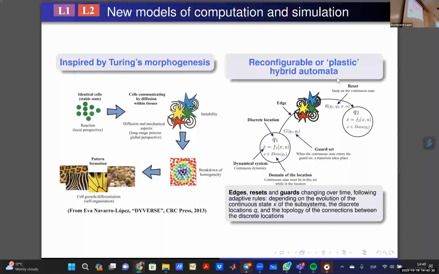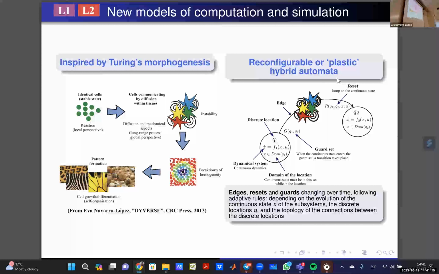So those new models that I call hybrid neurosystems are based on the idea of Turing's morphogenesis. I don't know if you know what a hybrid automaton is. Probably not. A hybrid automaton is an automaton that has a dynamical system in its locations. So you mix the world of automata, all those discrete abstractions, and also the world of dynamical systems. And then what I do is break the connections between those locations.